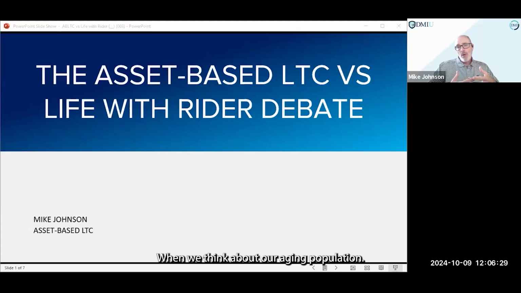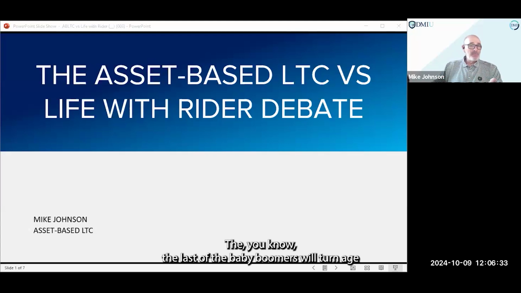When we think about our aging population, the last of the baby boomers will turn age 60 in 2024. In 2030, all boomers will be age 65 or older.